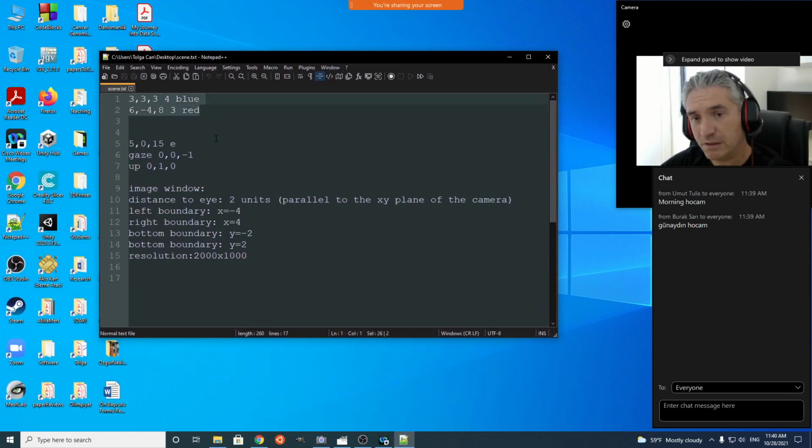We just say that in our virtual world there are two spheres. One of them is centered at 3, 3, 3 with a radius of 4. It's a blue sphere. The other is at, oh, by the way, did I start recording? Yeah. The other is at 6, -4, 8. This is the coordinate of its center, with a radius of 3, and that was a red sphere. So first we have objects in our scene. That was the first component.